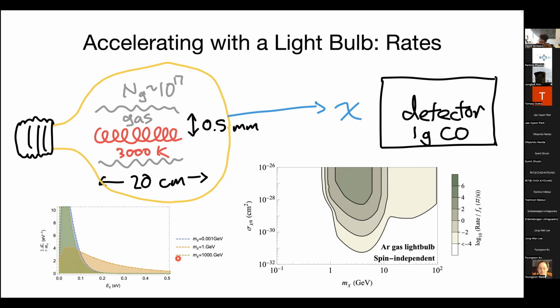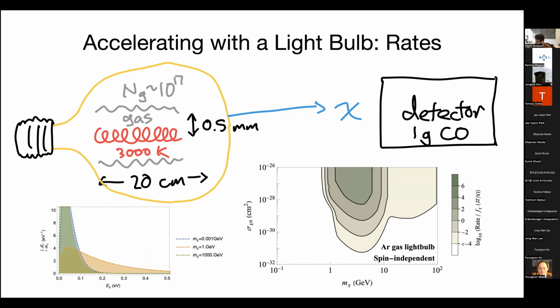On the left-hand side, I've shown basically the computation. So I showed the analytical formula for what the dark matter energy distribution looks like after scattering on this hot gas. And so here's a plot of that same distribution for a couple different dark matter masses. So both the analytical estimate as well as a Monte Carlo simulation, you can see that they all line up quite nicely. And then you can go and imagine this 1 gram of carbon monoxide detector.